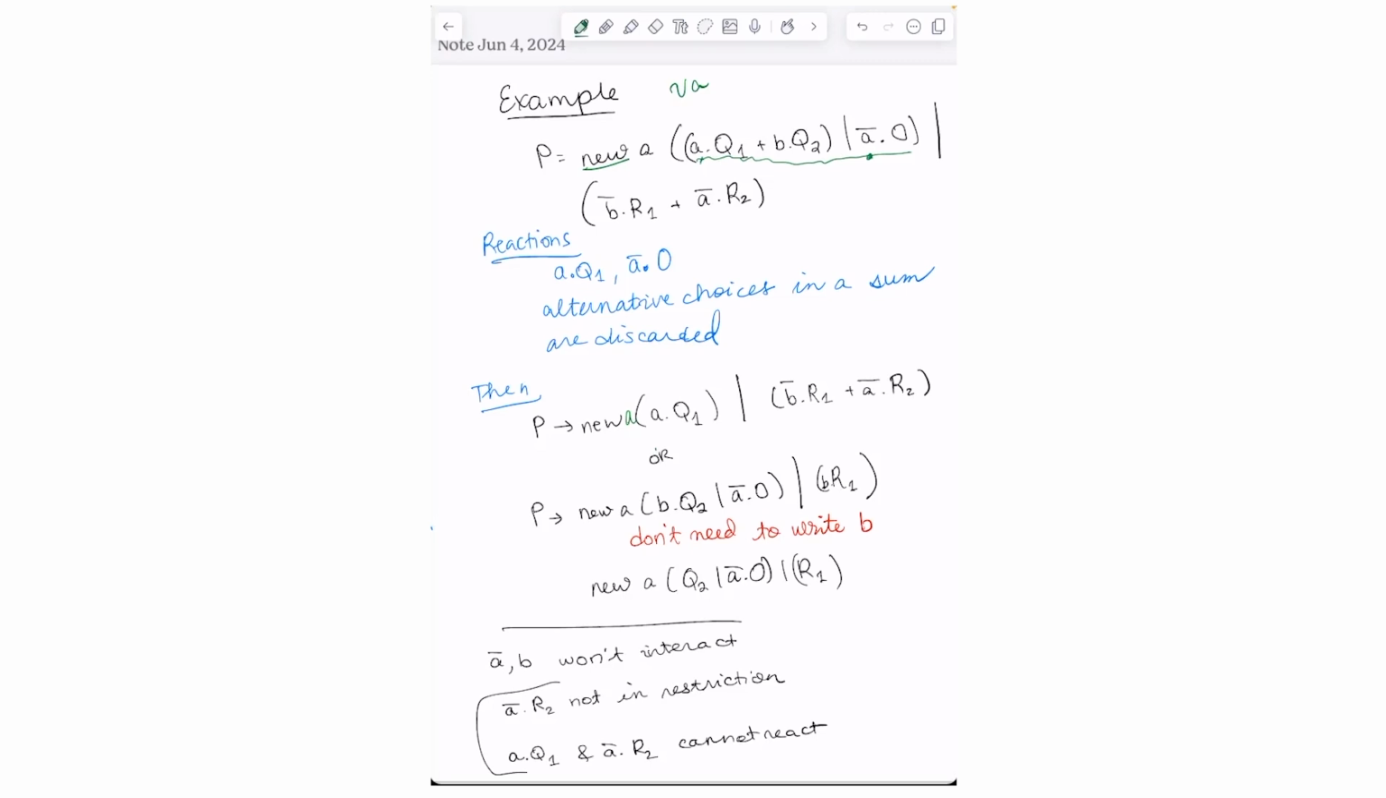So this is part of the definition. So this whole thing right here is the definition of P. I'm just saying that's what P is defined to be, and then we're going to try to figure out what the reactions are from there.